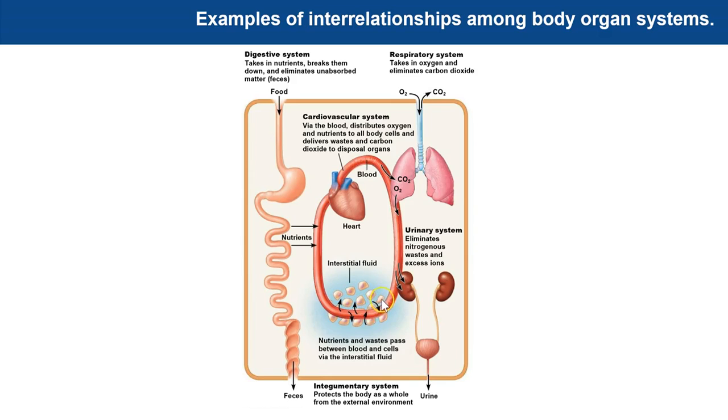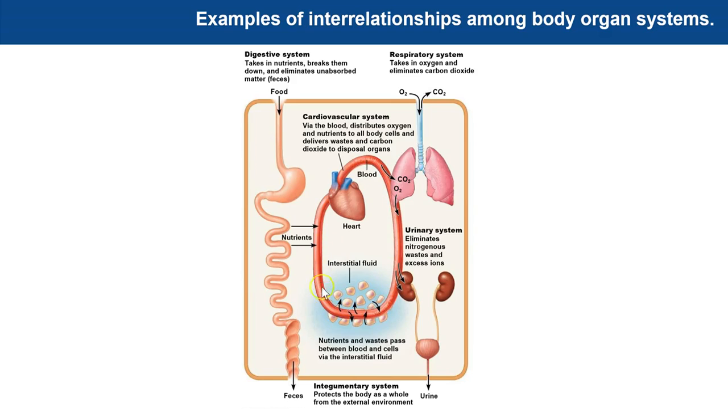Then carbon dioxide is transported by our blood, and through the respiratory system we eliminate the carbon dioxide. Through the respiratory system we also take in oxygen, and then the cardiovascular system distributes oxygen to all body cells. In this way our body cells can use the oxygen.